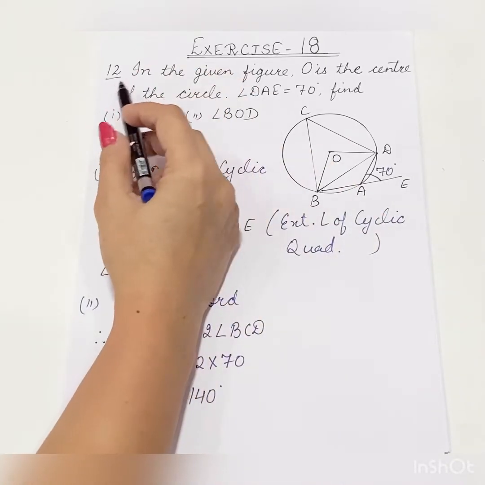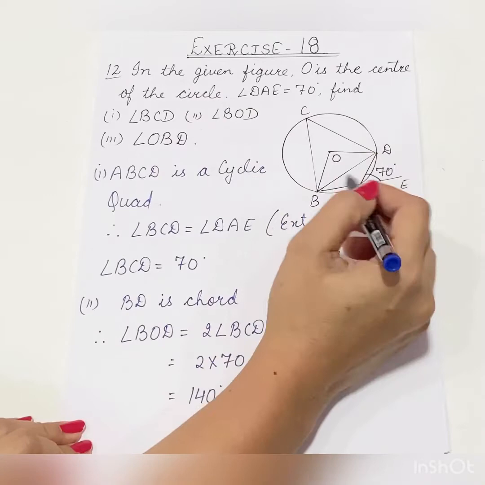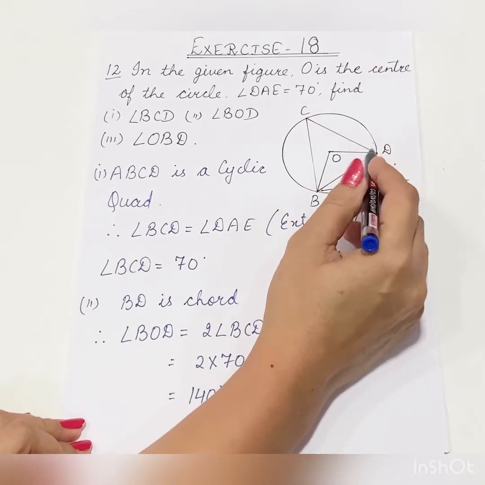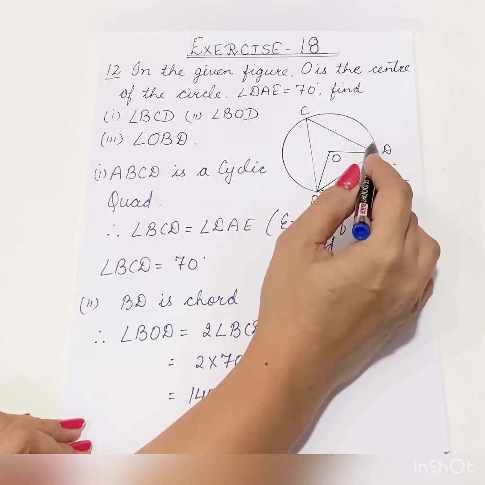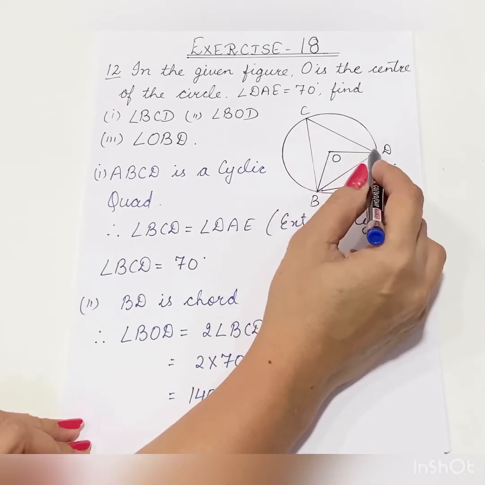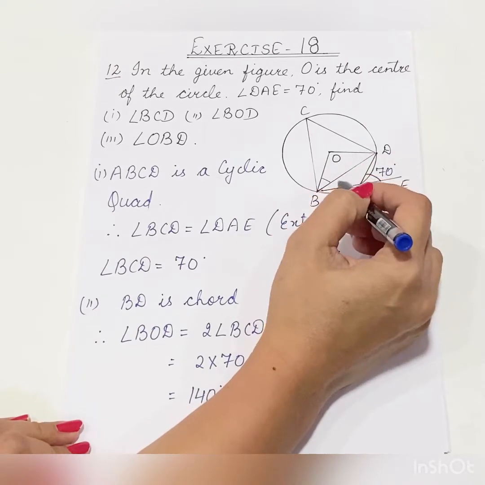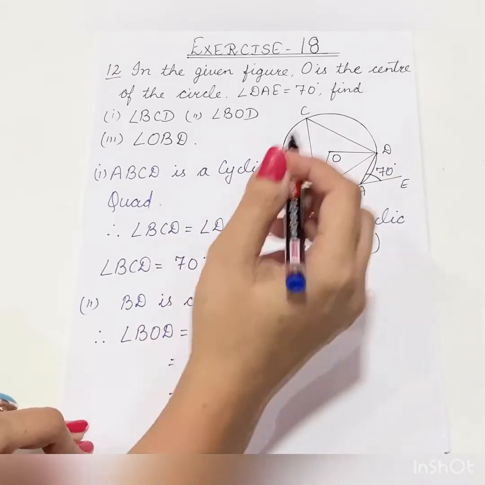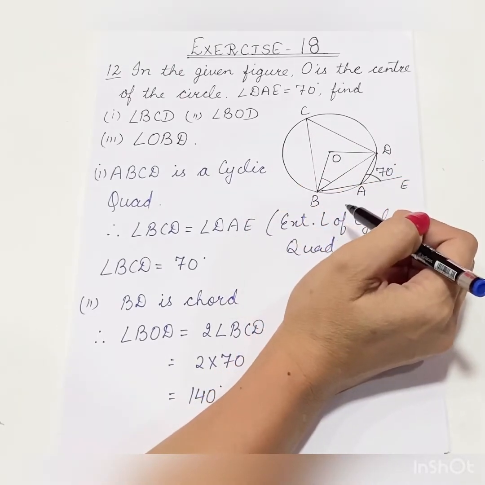Question number 12 is, in the given figure, O is the center of the circle. This is the figure given to us. Angle DAE is equal to 70 degrees. Find angle BCD and BOD. And angle OBD, this angle you have to calculate. Now ABCD is given to be a cyclic quadrilateral, right?